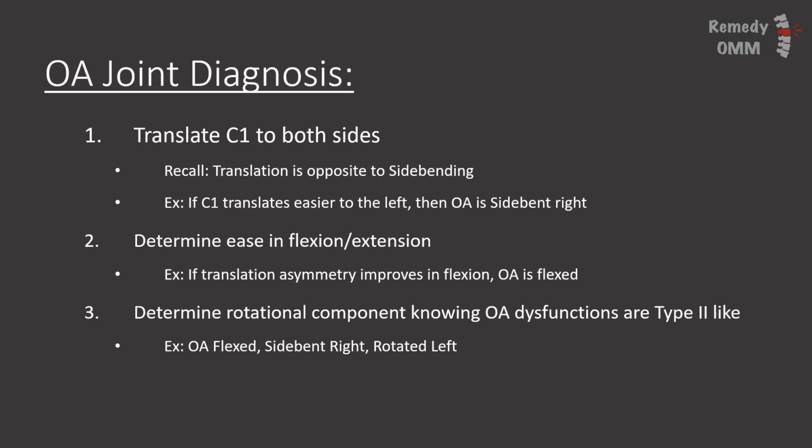Diagnosing a somatic dysfunction of the OA joint can vary between providers depending on preferences or skills, but in my opinion, the easiest way to diagnose OA joint dysfunction is to go by the following steps.